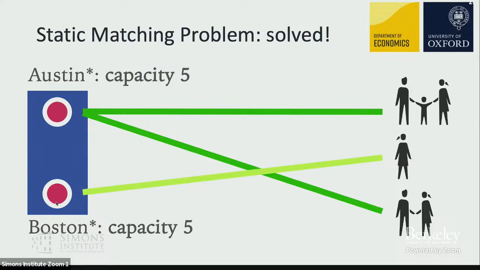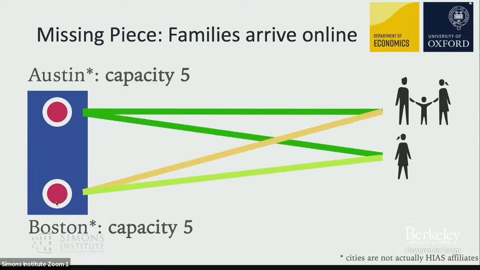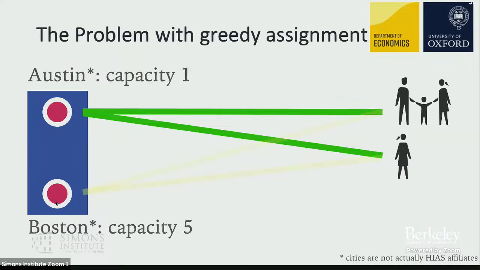So what would happen in this case, if these families arrive first, you would look at these guys and think, okay, let's do as well as we possibly can for these first arriving families. So we're going to match them to Austin. And you can see, now I've only got 1 unit of capacity left. So the best match for these families is to put both of them into Austin.